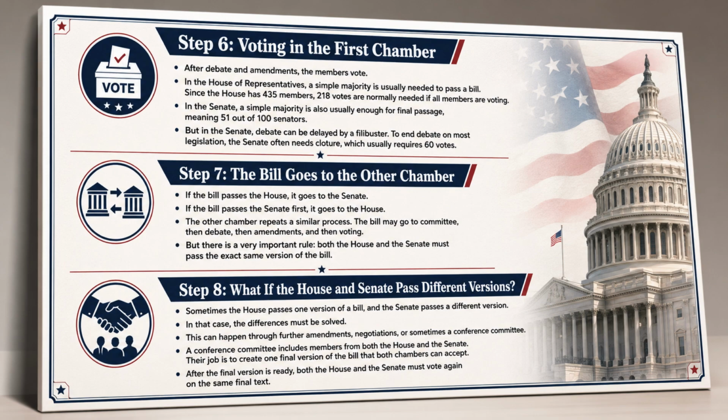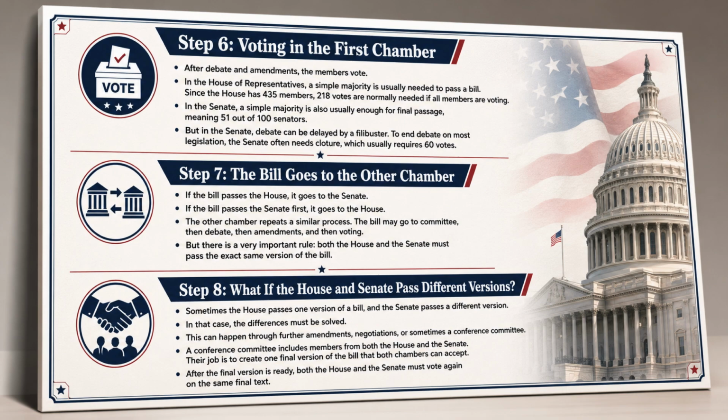Step 8. What if the House and Senate pass different versions? Sometimes the House passes one version of a bill, and the Senate passes a different version. In that case, the differences must be solved. This can happen through further amendments, negotiations, or sometimes a conference committee.